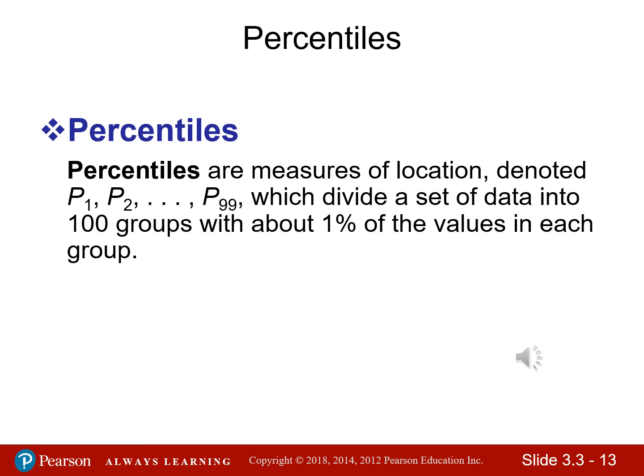For example, the 70th percentile on the 2013 GRE was 156. That means if you scored 156 on that exam, your score was better than 70% of all of the other test takers.